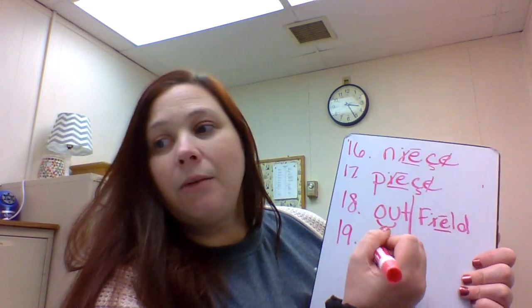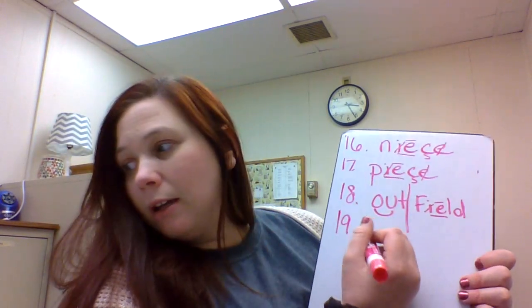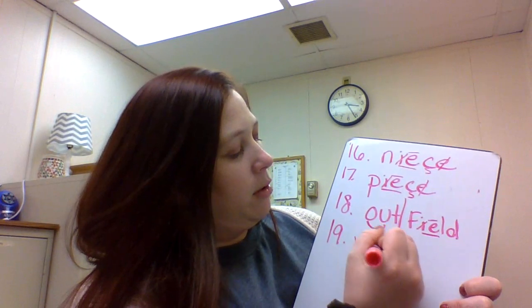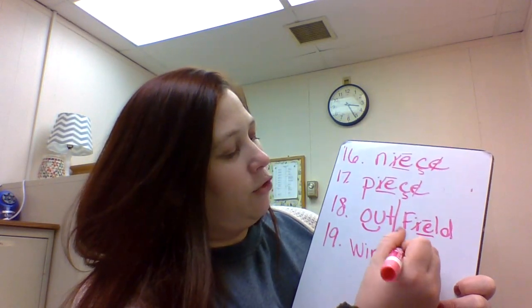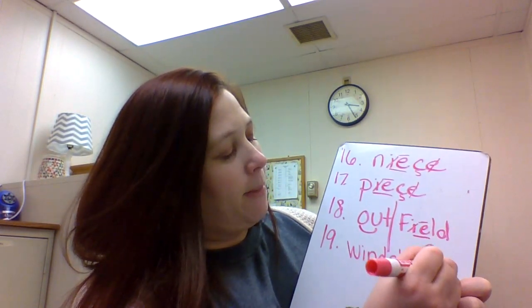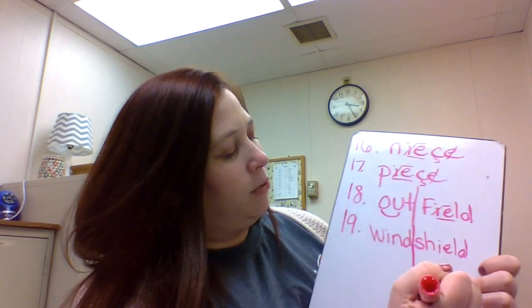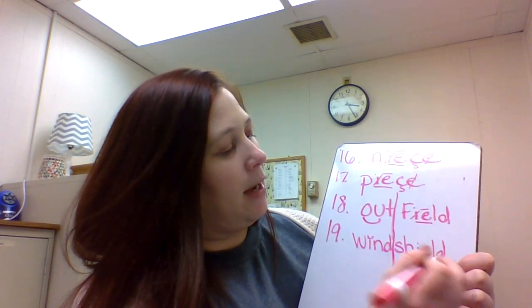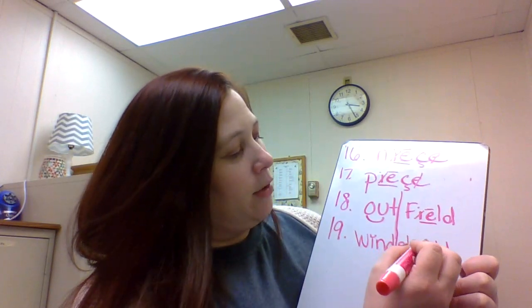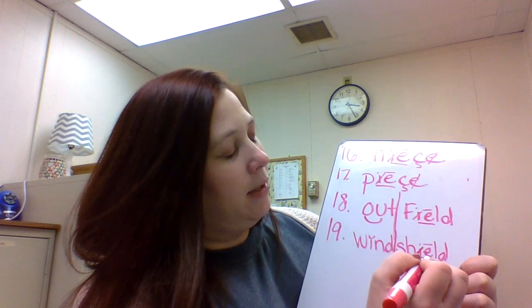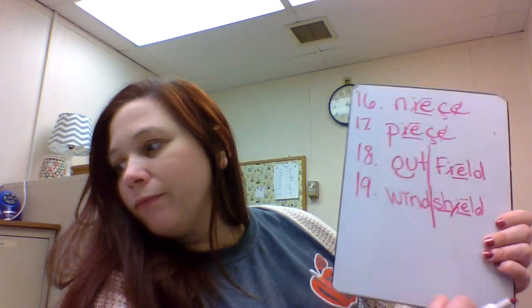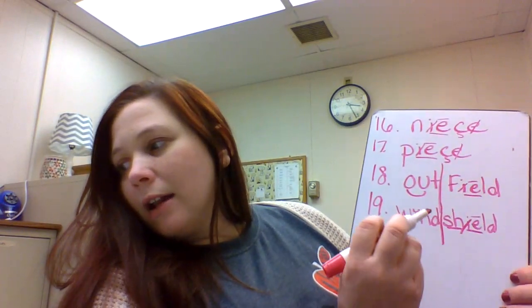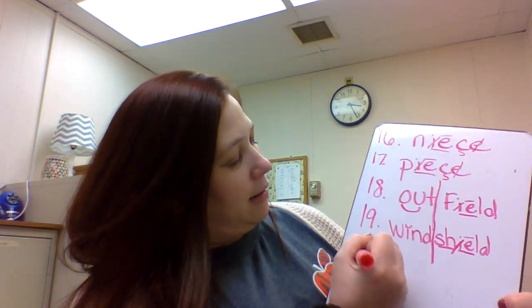Number 19, we have windshield, again a compound word. Wind and shield. We will draw a line between wind and shield. Here we just have vowel consonant, our I gets a brev. Here we have the IE digraph. It just makes that E sound. We're going to mark off the I, the E gets a macron, and then we also have our SH digraph there too.